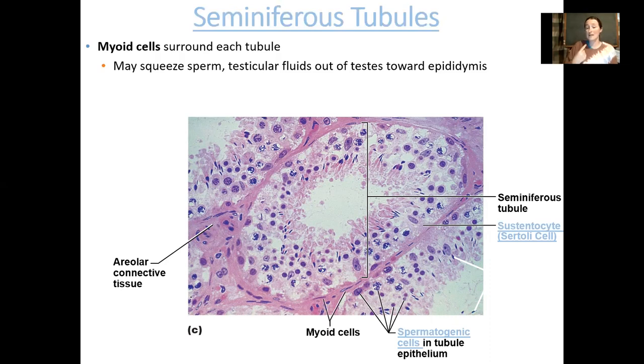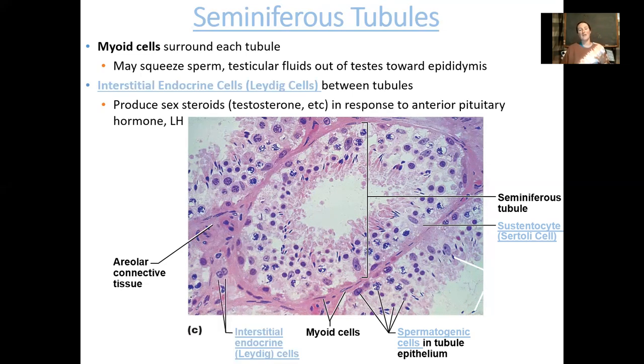Surrounding even the sustentacular cells and all of these spermatogonia and spermatocytes are myoid cells. And so myo is a root that means muscle. A take-home message here is that the seminiferous tubules are muscular. They are going to complete peristalsis just like we saw in the digestive tract.